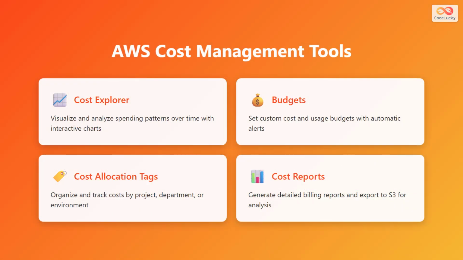AWS provides several powerful tools to help manage your costs. Cost Explorer lets you visualize and analyze your spending patterns over time using interactive charts and graphs. AWS Budgets allows you to set custom spending limits and receive automatic alerts when you approach or exceed those limits. Cost Allocation Tags help you organize and track costs by categorizing resources according to projects, departments, or environments. Finally, cost reports enable you to generate detailed billing reports and export them to S3 for further analysis.